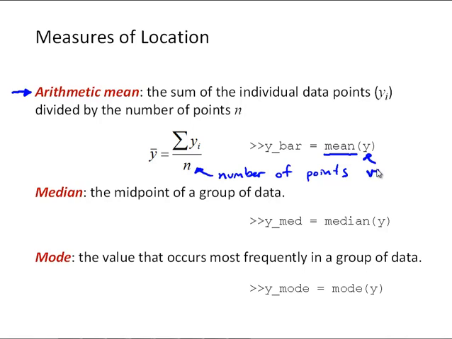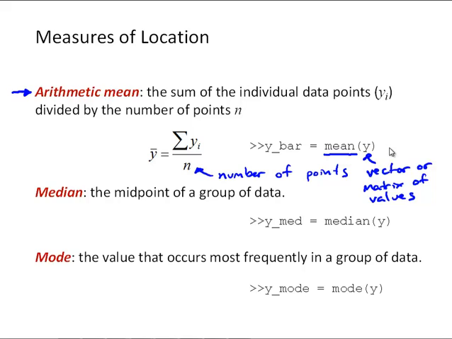is a vector or matrix of data of values. Now, if it's a matrix, the mean function outputs a row vector that's actually the average of each column of the matrix.